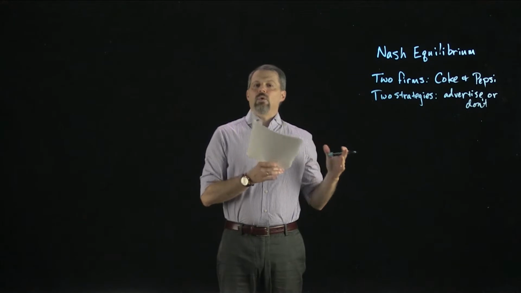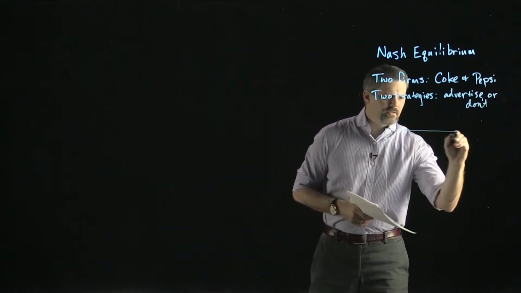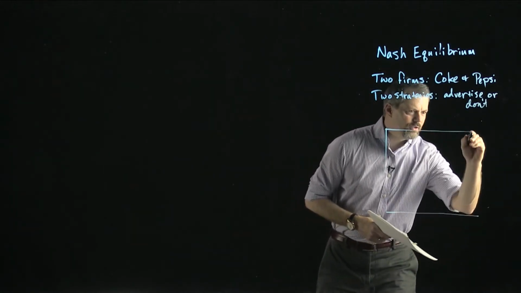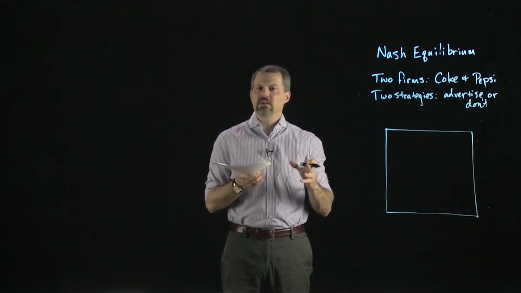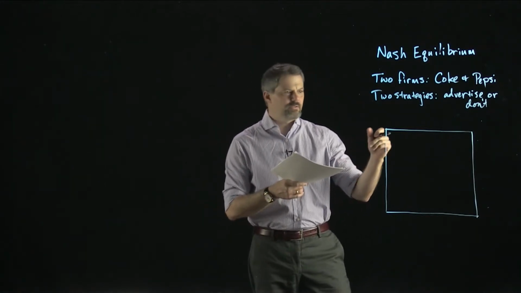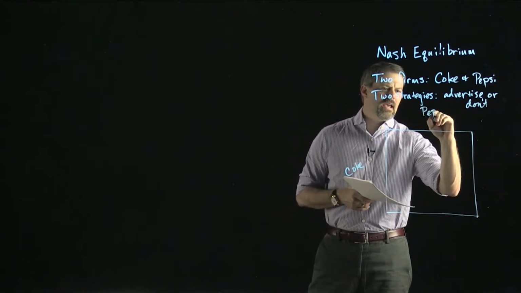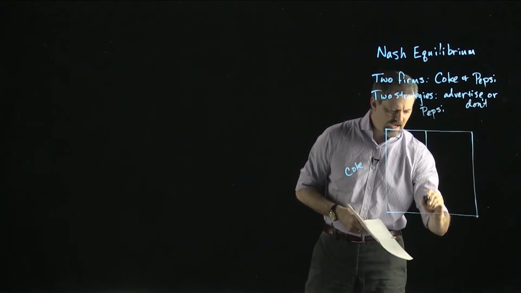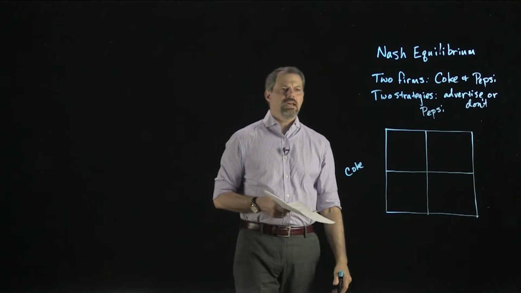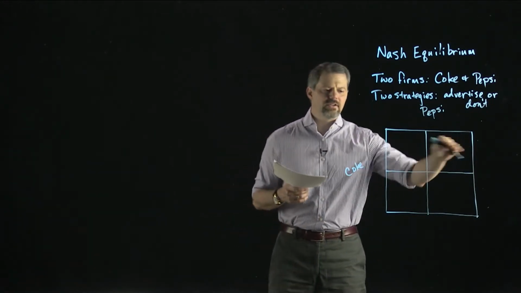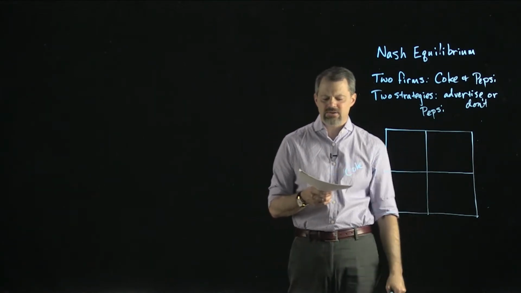Now let's think about what our game matrix looks like. So remember, a game matrix, it's going to have two rows and two columns. We're going to be thinking here about simple games, two players typically. So let's put Coke over here and we'll put Pepsi up there. And we're going to divide this box into two columns and two rows. And the rows are going to correspond to the two strategies for Coke, and the columns are going to correspond to the two strategies for Pepsi.